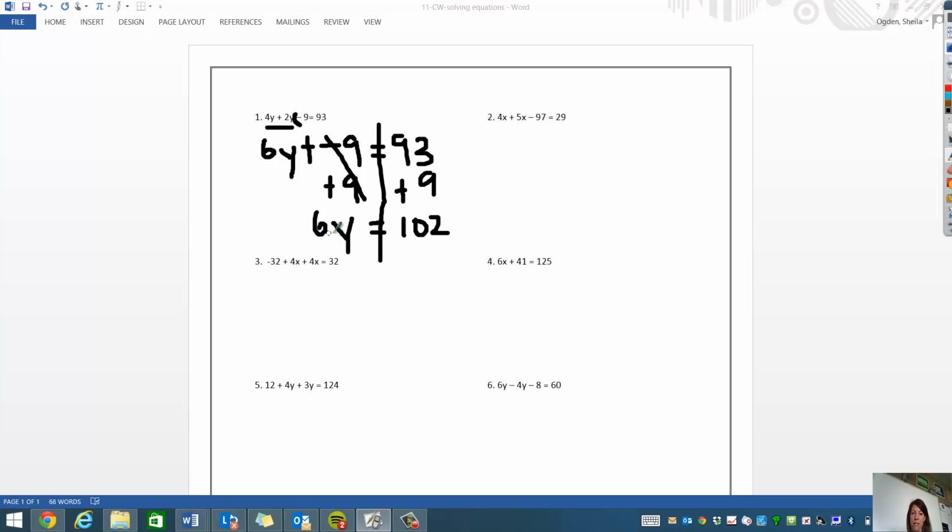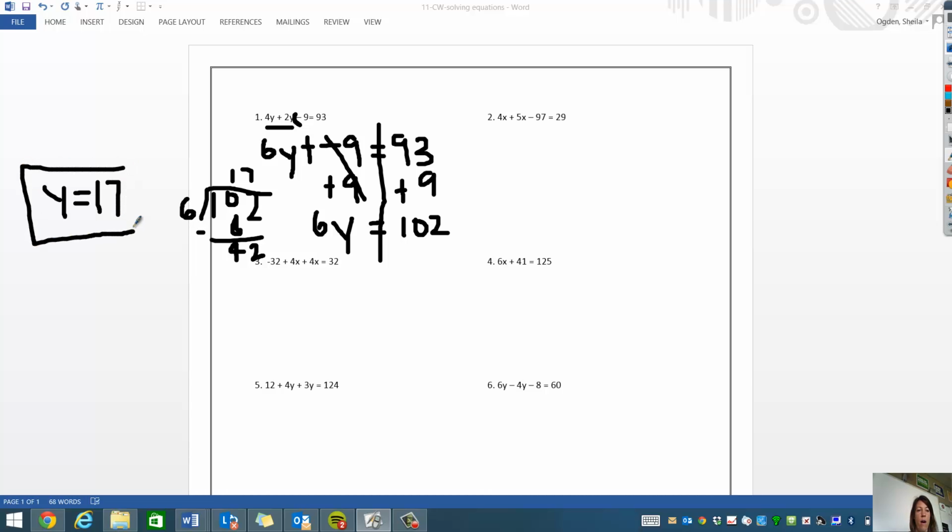So now I have 6 times some number equals 102. If I want to undo the multiplication, I'm going to do division. This goes in 1 time. 1 times 6 is 6. Subtract, it is 4. Bring down my 2. 6 goes into 42 7 times. So my answer for number 1 is y equals 17. This is the value for y for which this equation, 4y plus 2y minus 9 equals 93, holds true.